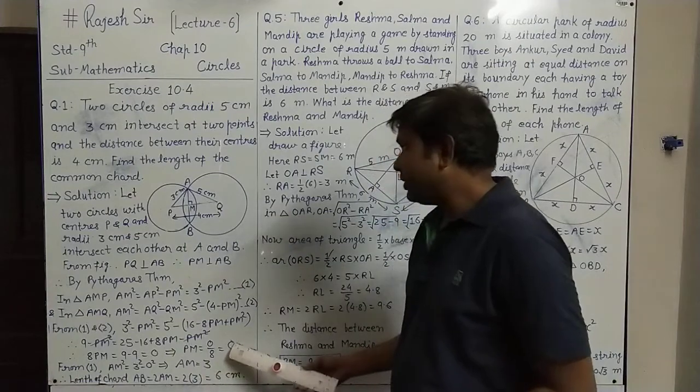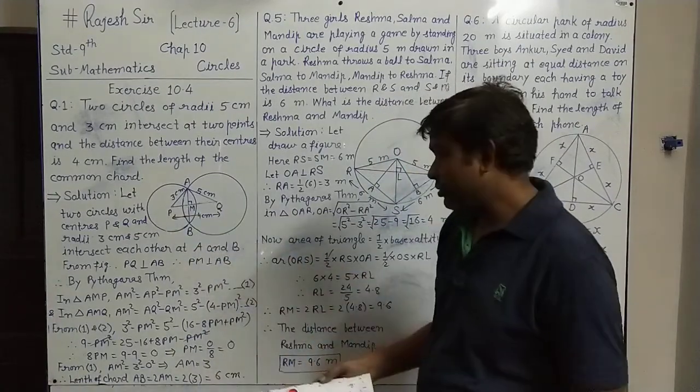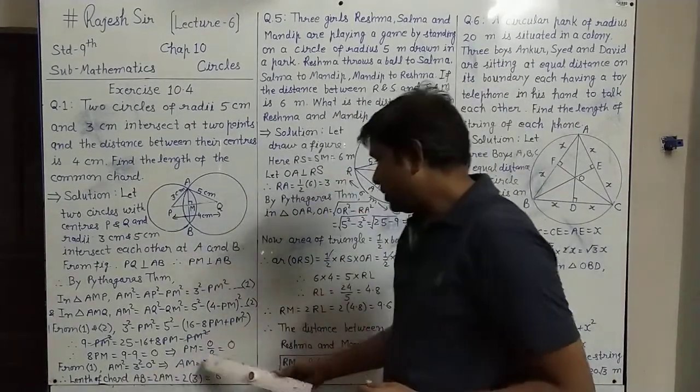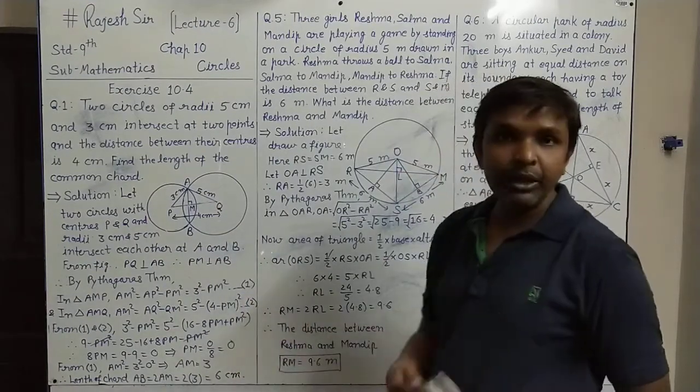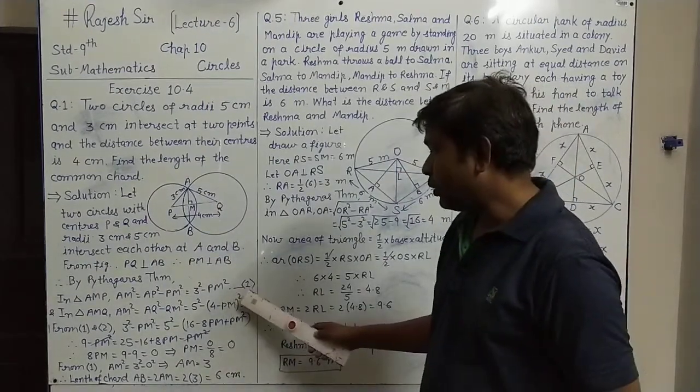So PM is 0. Place this PM is 0. Is result 1 or 2 anywhere you can place? So I have placed it in result 1.